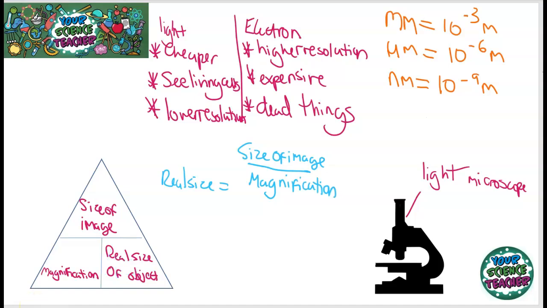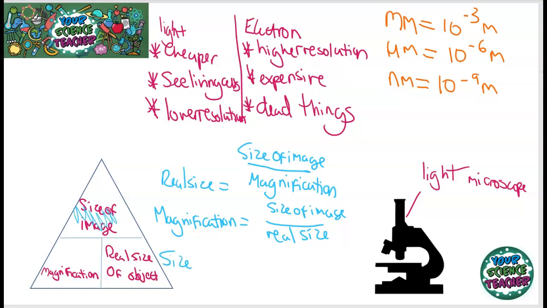If you were interested in calculating the magnification, how much you'd zoomed in, you could scribble in magnification or cover it up with your hands, and you could say magnification equals size of image over real size of object. And lastly, if you were wanting to calculate the size of the image on the slide, you could scribble that in, and size of image equals magnification times the real size, because they're next to each other.